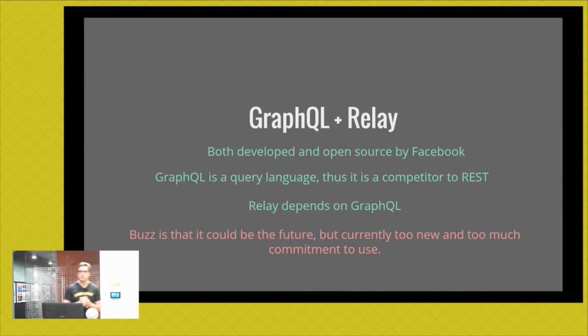But GraphQL itself is a query language, which means it is a direct competitor to REST. Okay? So Facebook created their own REST, and they called it GraphQL. That's not to say you can't technically wrap GraphQL around REST APIs. It's just that the optimal happy path is you just use GraphQL. Relay depends on GraphQL. So the buzz around this is that for React apps, this really could be the future.